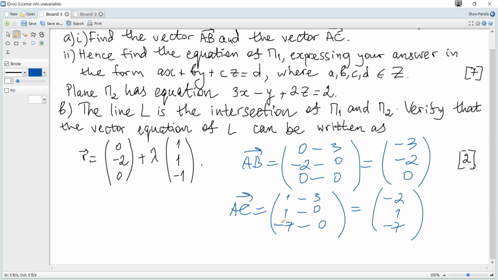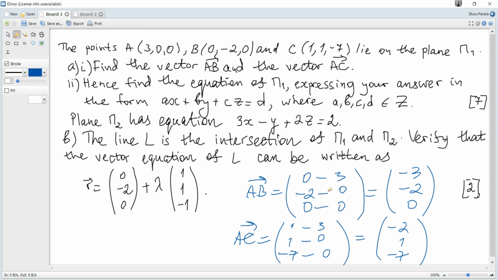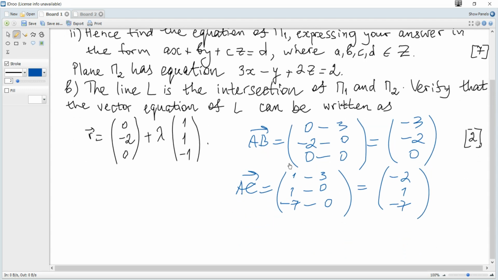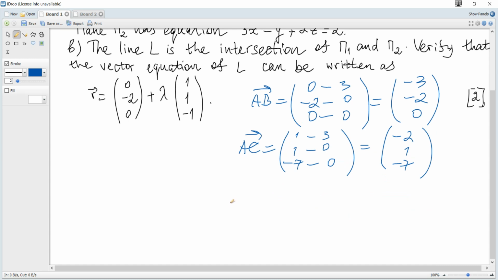To find the equation of a plane, we need a normal, which is any vector perpendicular to the given plane, and also a position vector of any point on the plane. What about the normal? It is not given, it should be found, and it can be found if we consider the cross product of the two vectors AB and AC, because a vector which is a cross product of two vectors is perpendicular to the plane in which these two vectors lie.